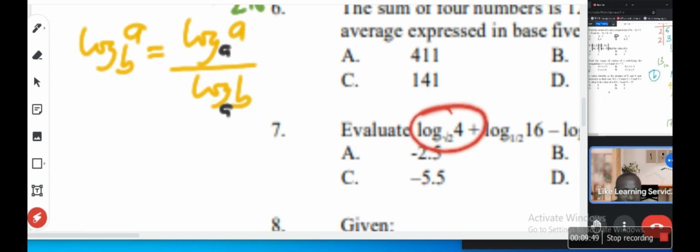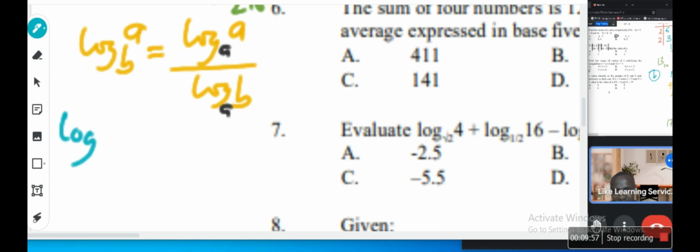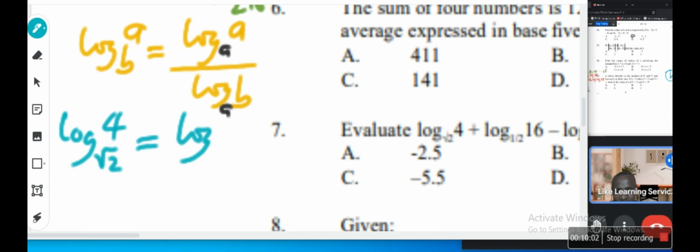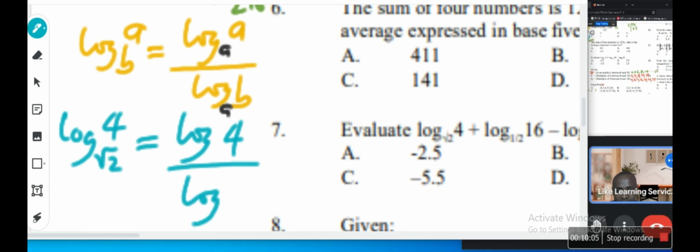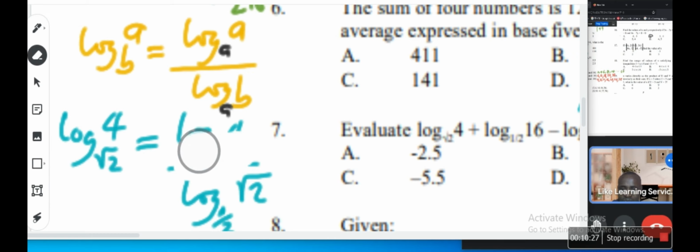For this log 4 root 2, I can write it as this. Let me split all of them. That's why I said I need to give you some hint here. Log of 4 root 2 is the same thing as writing log 4 all over log root 2. Will it even help? Let me see if it can help. No, it won't help. There's no need. We do it differently. Even though it can achieve something, there's no need. Let me use a different method.